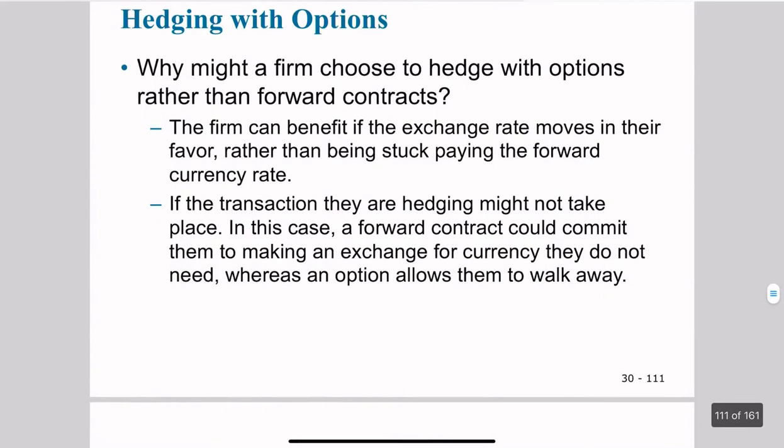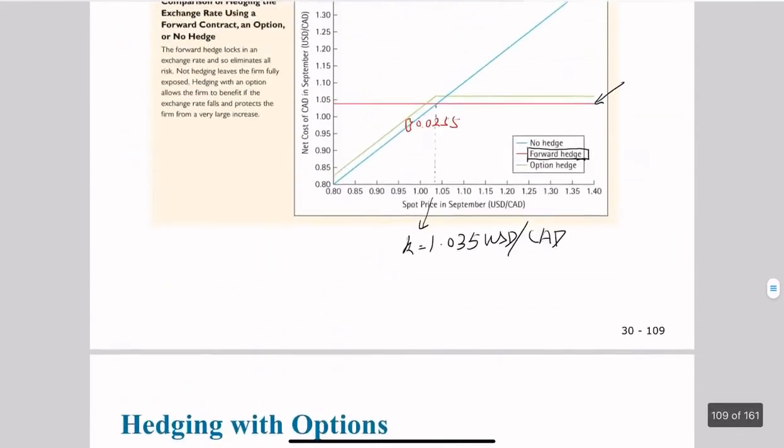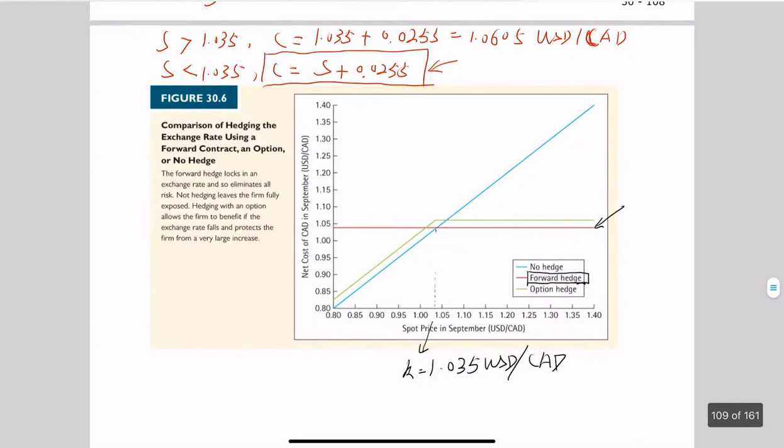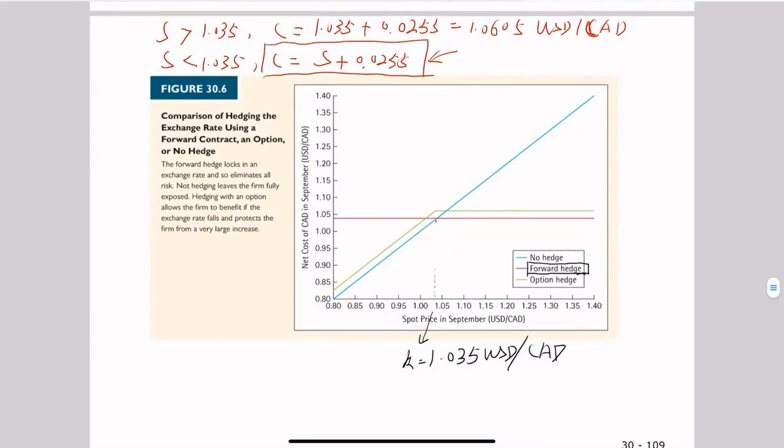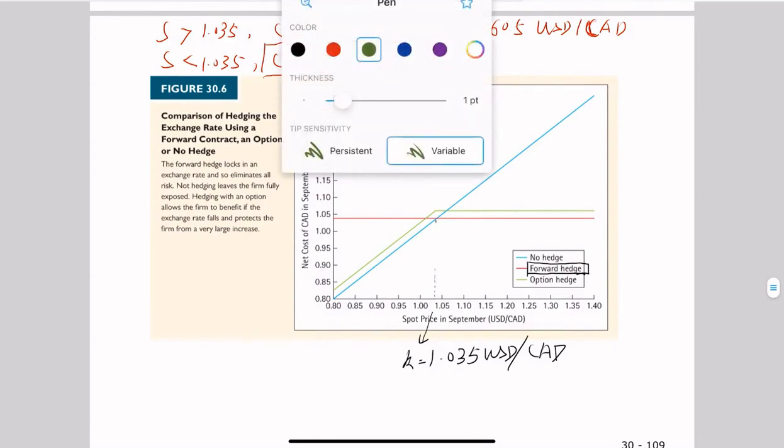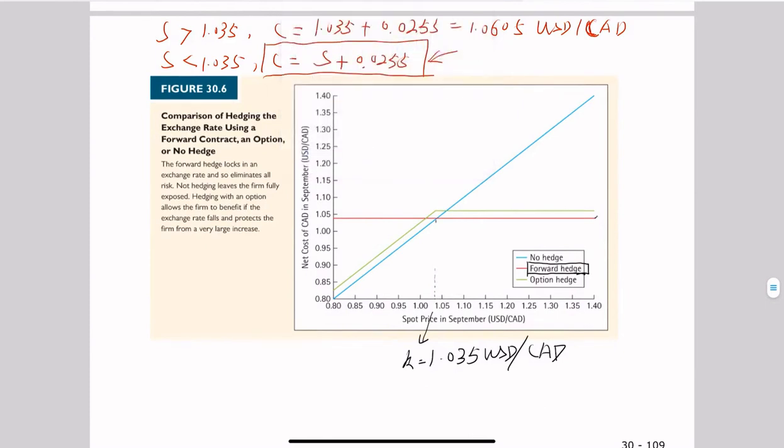Okay. Now, so we basically talk about two ways for a firm to hedge against currency risk. They are using a forward contract, or the firm could use an option. Now, what kind of difference here, right? Why would a firm choose to hedge with options rather than using a forward contract? Well, the reason is, first, it's quite clear to see that if the firm is using a forward contract, then its cost is fixed, right?